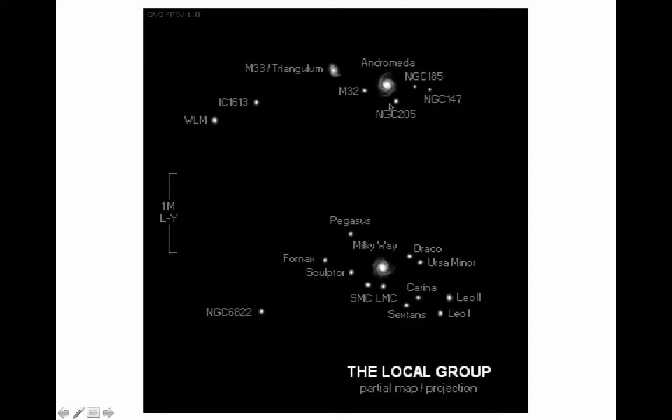On this two-dimensional projection of the Local Group, you can see that the distance between the Milky Way and Andromeda is about 2 million light years, or about 600,000 parsecs. As you see here, the closest two galaxies to us are the Small and Large Magellanic Clouds.